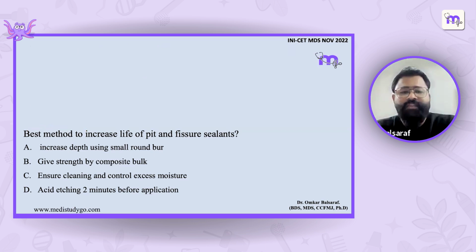Best method to increase the life of pit and fissure sealants. Increase depth using a small round bur. Give strength by composite bulk. Ensure cleaning and control excess moisture. And acid etching 2 minutes before application. So what is the best method to increase the lifespan of a pit and fissure sealant?